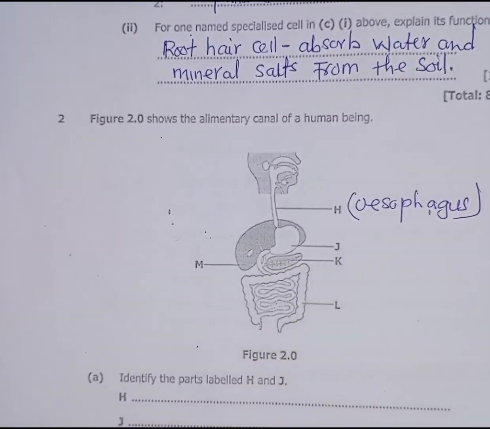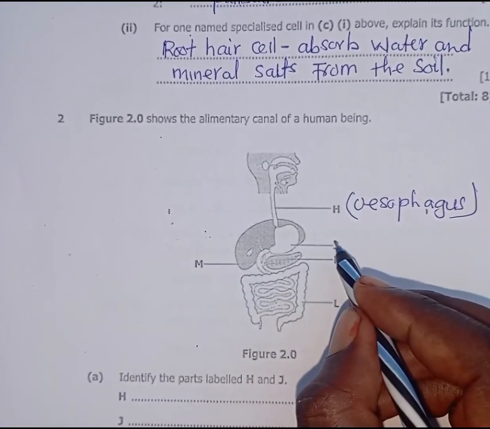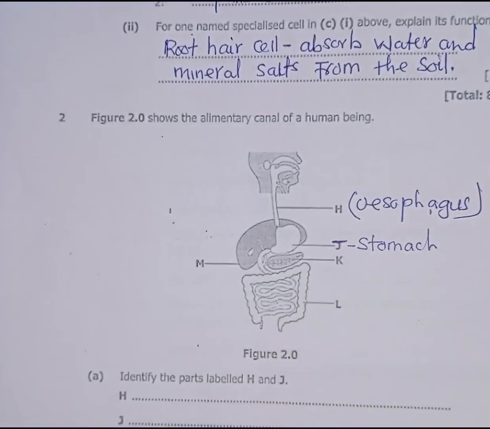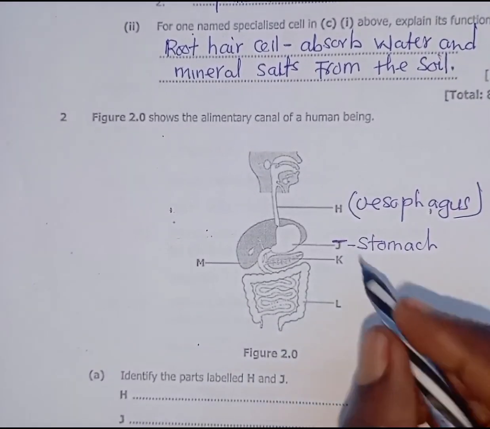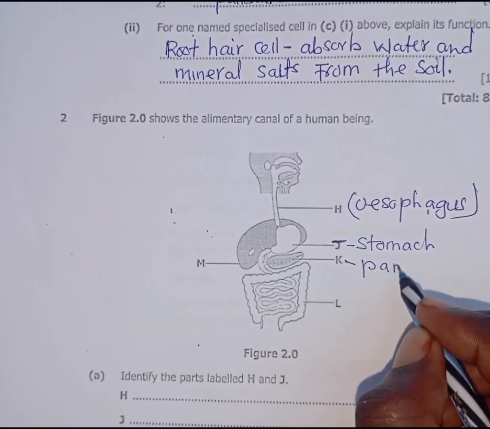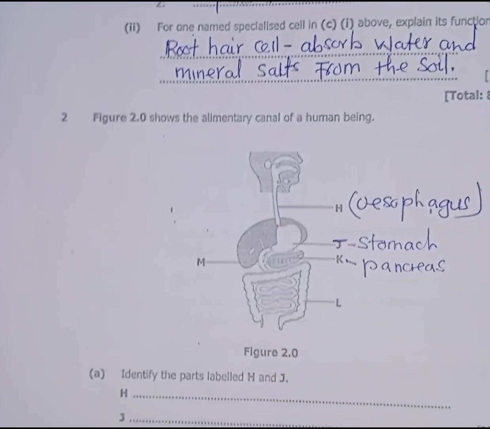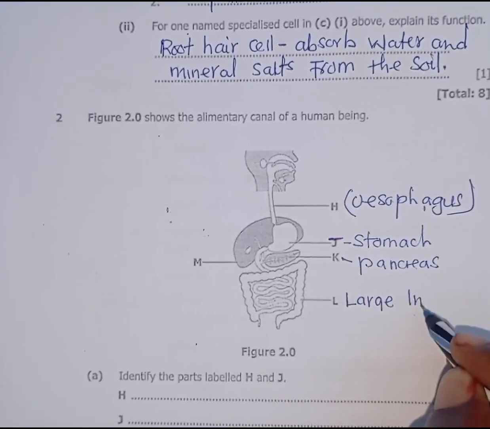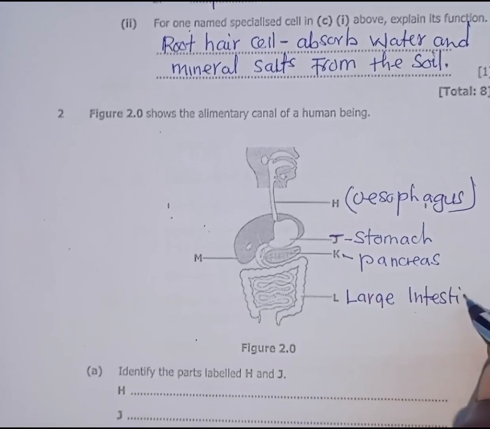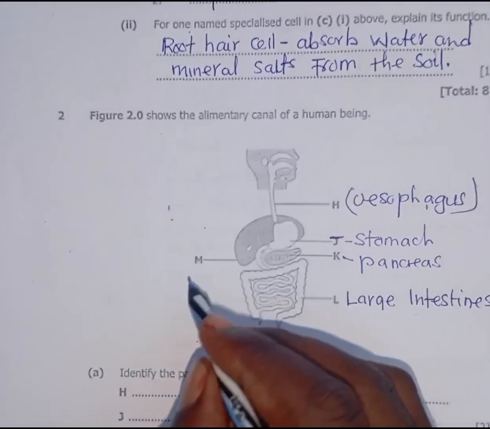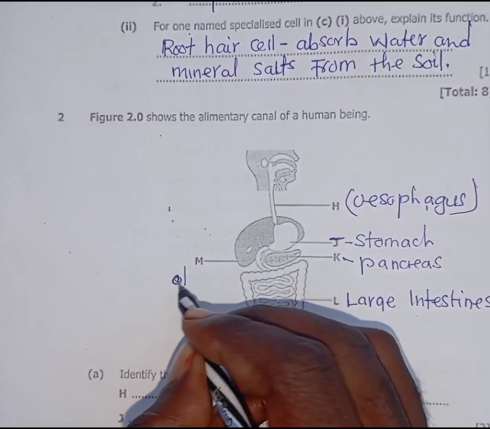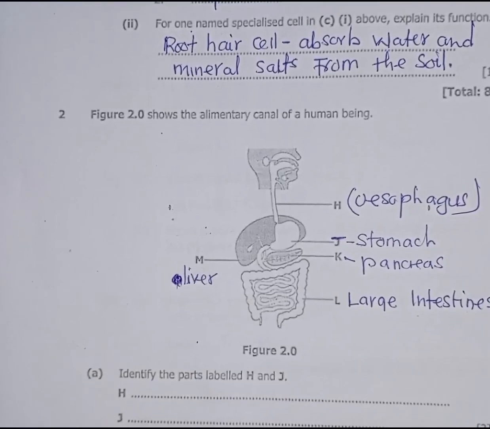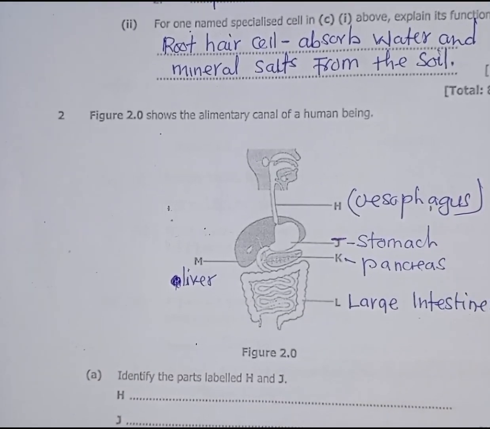Then we go to J. What do we call this J? The J is the stomach. Before you answer the question, you must be able to label all this. This one that is here is the pancreas. We move to L. These are the large intestines. We move to M, that is the liver. We've labeled all these. You need to know how to label them.